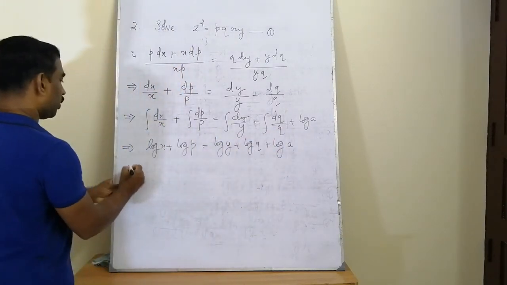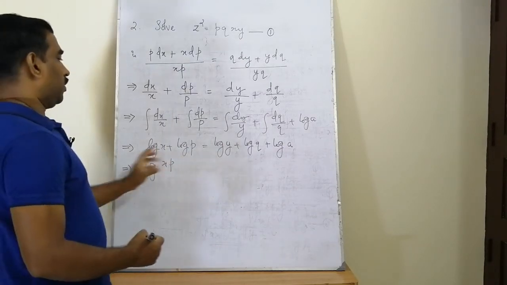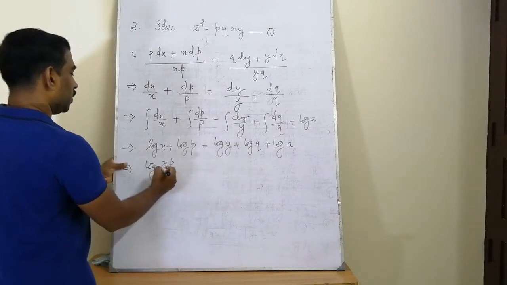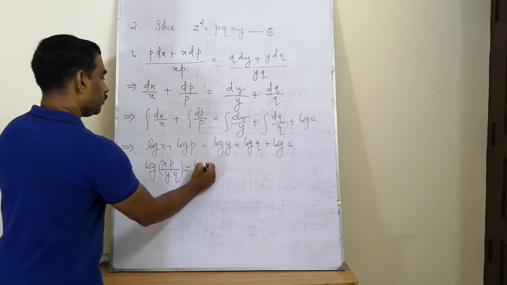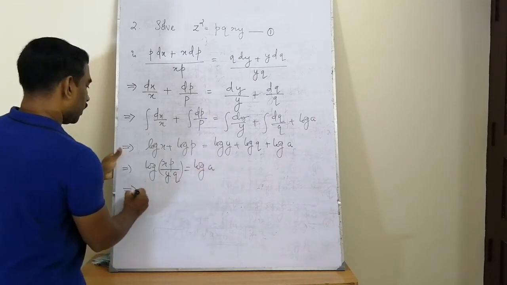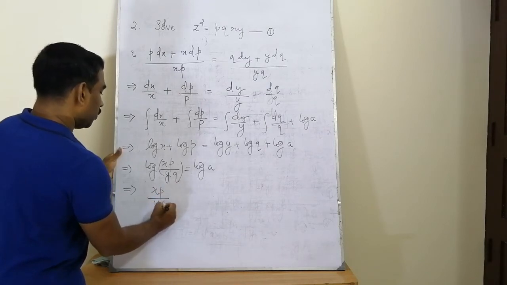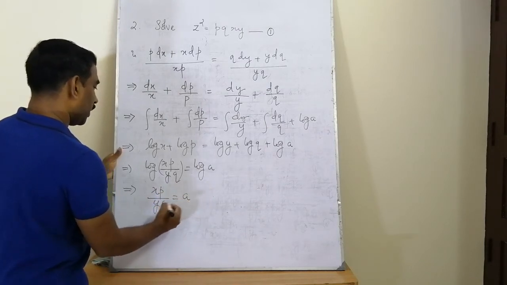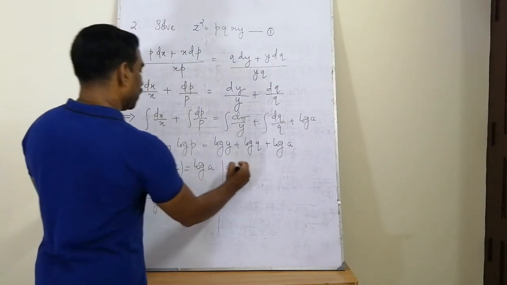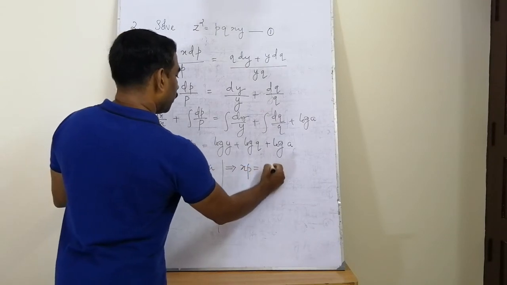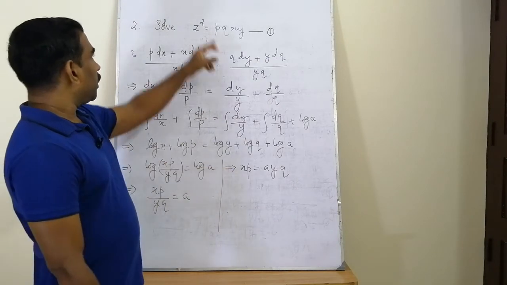Or applying properties of logarithm, this is log of xp minus log of yq, that is log of xp divided by yq is equal to log a. So taking anti-logarithm, we get xp divided by yq is equal to a, that implies xp is equal to ayq, and we can substitute for this xp in equation number 1.